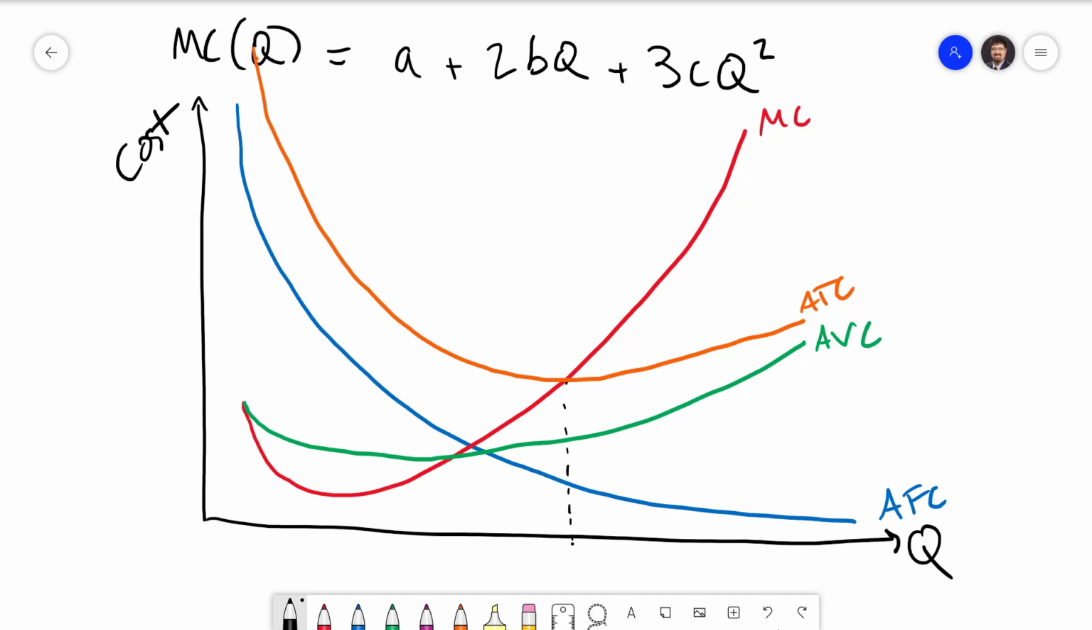If we think about the reason why this happens, remember that marginal cost is the amount that cost increases as we increase quantity. If the increase is below the current average, like it is at this point right here, it's going to be pulling the average down. If the additional cost is above the average, it's going to be pulling the average up as it is over here. So the point where they cross has got to be the lowest point of ATC.